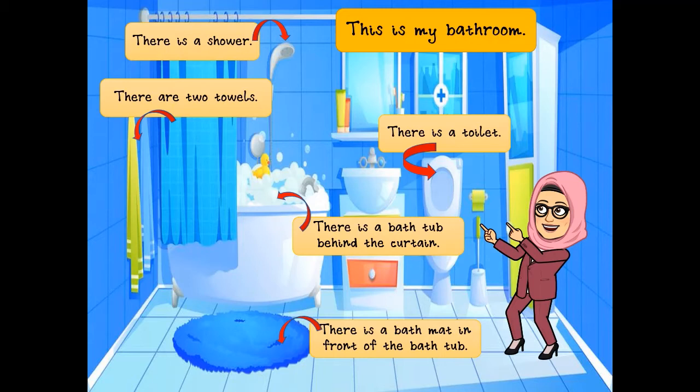Okay, once again, I want to explain to you about the use of there is a and there are. As I mentioned earlier, there is a is used to describe something there is only one. There is a hanya digunakan untuk menyatakan sesuatu objek yang hanya ada satu sahaja. While there are is used to talk about something that is more than one. There are digunakan untuk menyatakan sesuatu objek yang lebih daripada satu. Okay? Now, let's go to another slide.